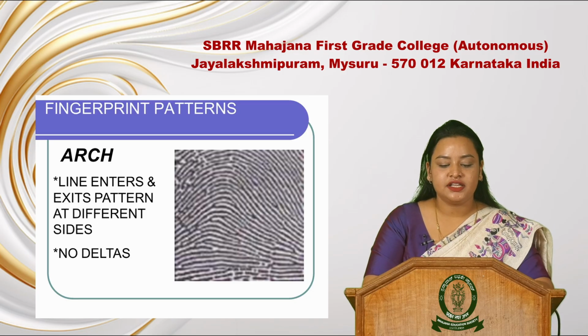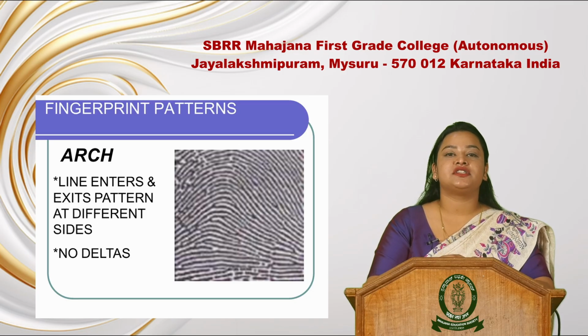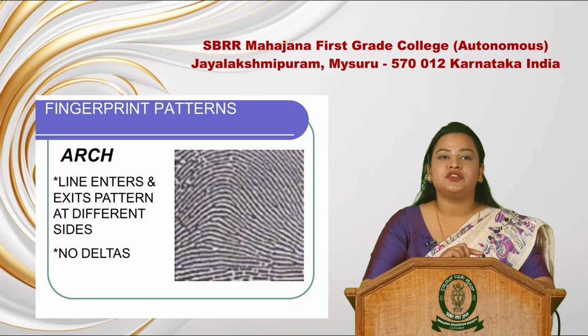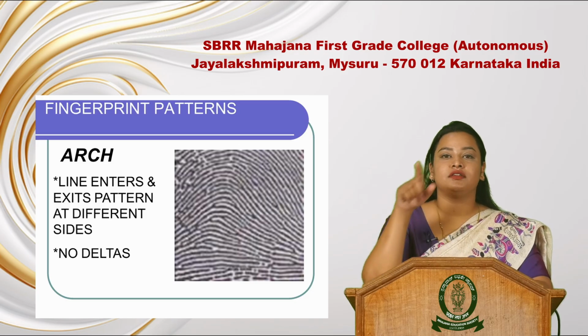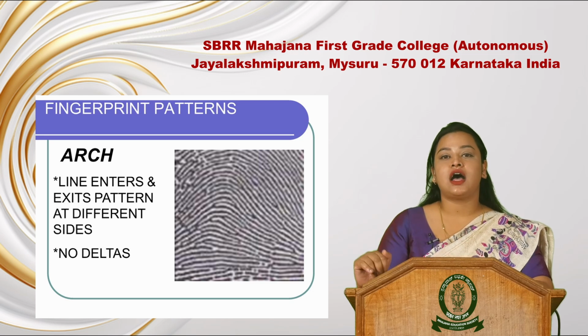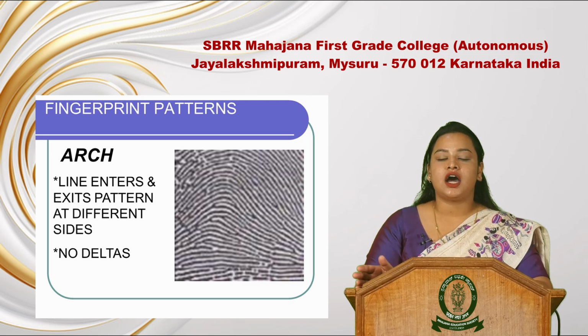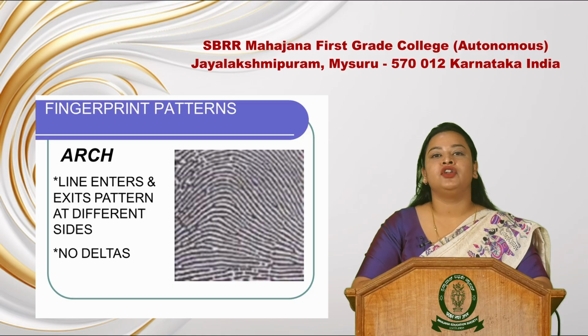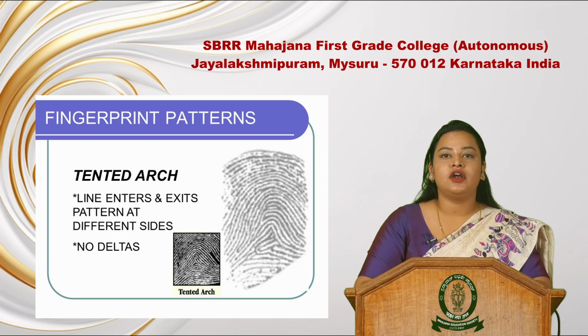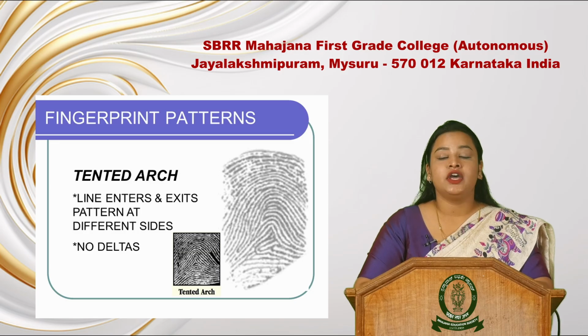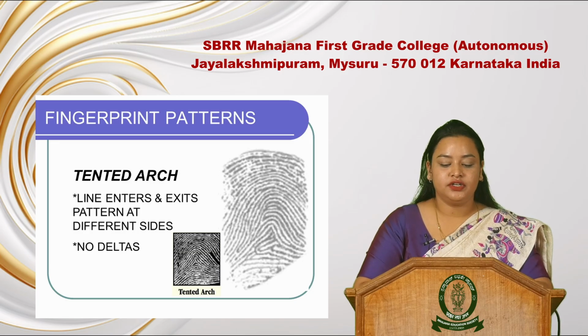An arch is where the line enters and exits from the same plane. So in an arch you can observe a wave pattern. We call it an arch because it forms an arch. In an arch there is no delta and no core. And second is the tented arch. Why is it called a tented arch? Because in a tented arch it forms a tent. So it's called a tented arch. Also in a tented arch there are no deltas and no core.